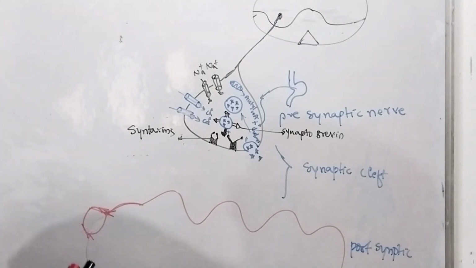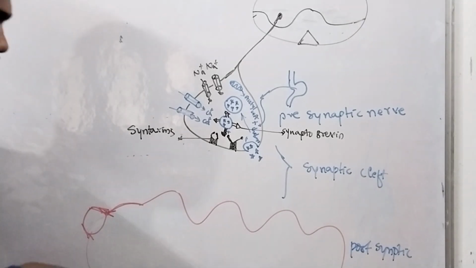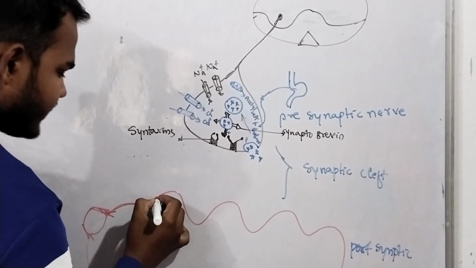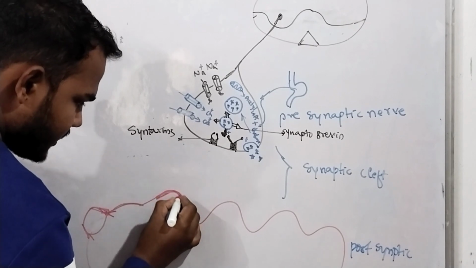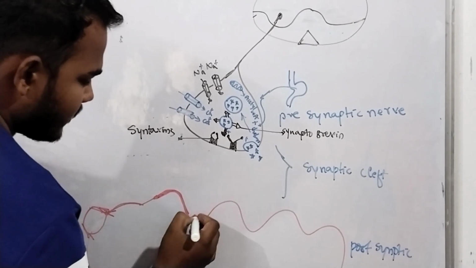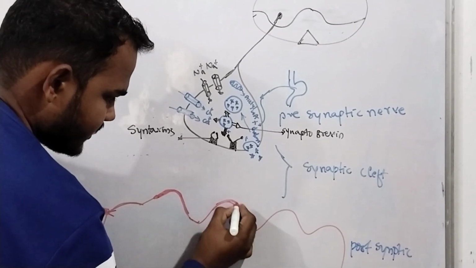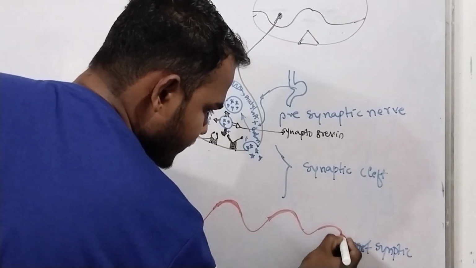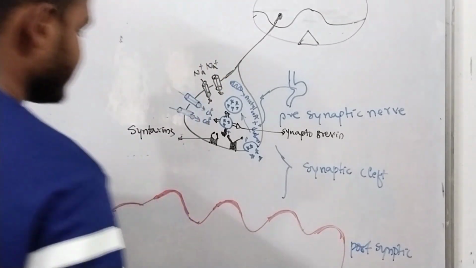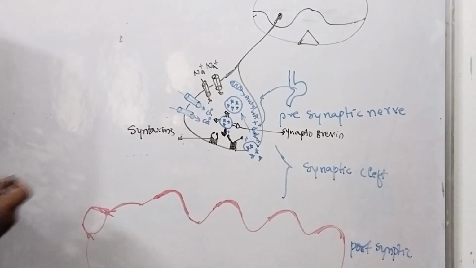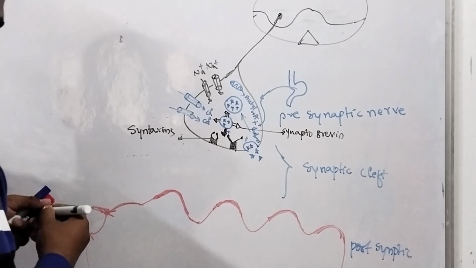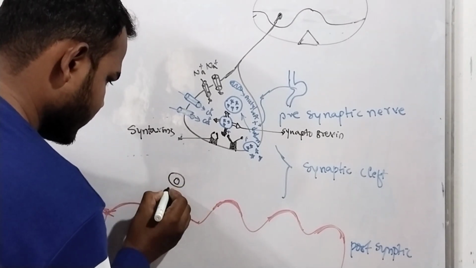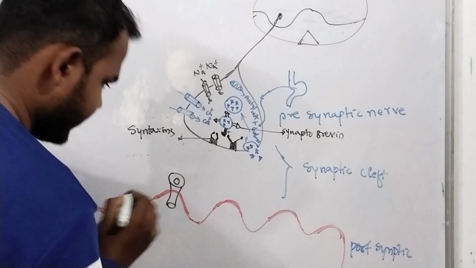Okay, now again the story continues. Here the acetylcholine reaches the crests of this muscle. It is a muscle fiber, or the sarcolemma of the muscle. These are the crests. On these crests there is a special receptor. This receptor is known as the acetylcholine binding receptor.